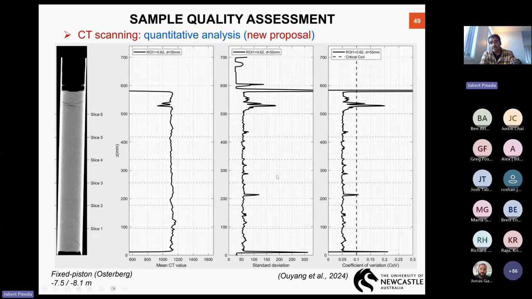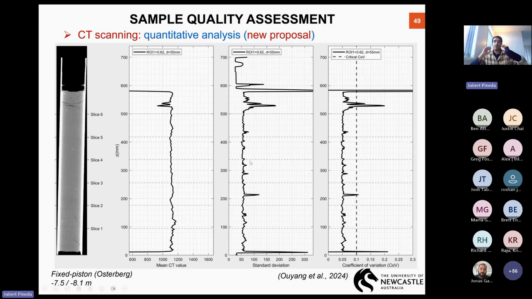So how we can get this standard deviation and coefficient of variation is that when we scan a specimen or an object in the CT scanner, we get 2D slices, so cross-section images. And then when you open the metadata, what you see is a matrix with numbers. So we are basically calculating the homogeneity or the heterogeneity between these numbers using the standard deviation and coefficient of variation.